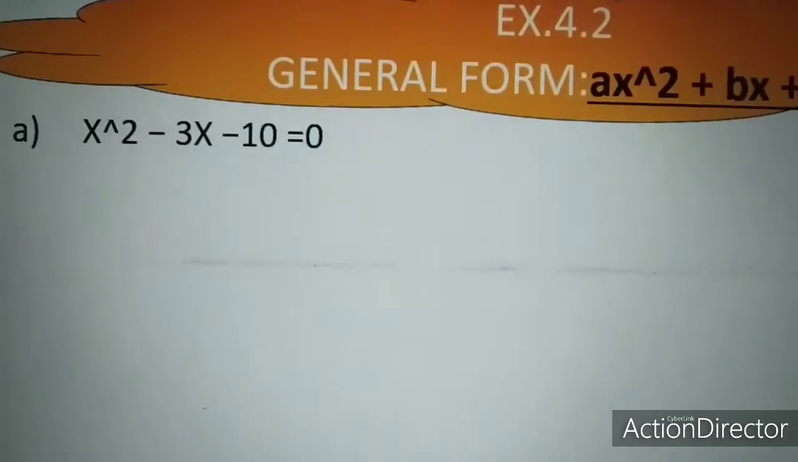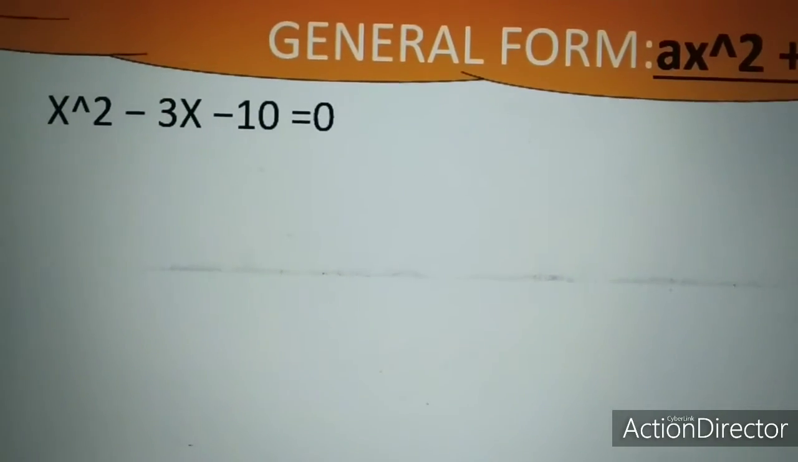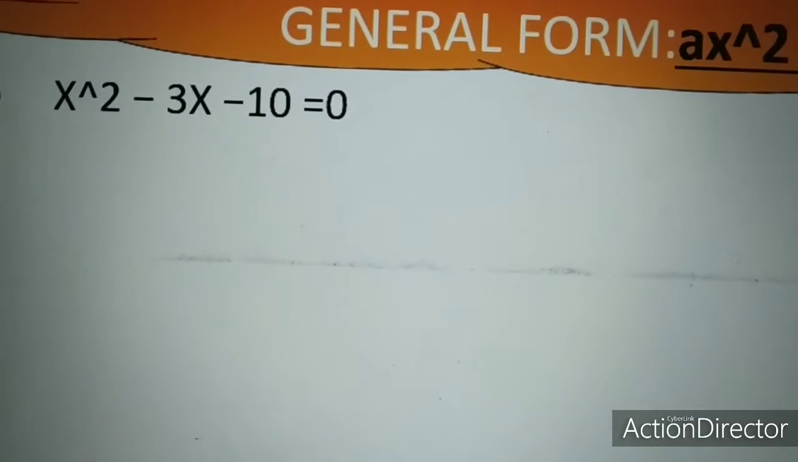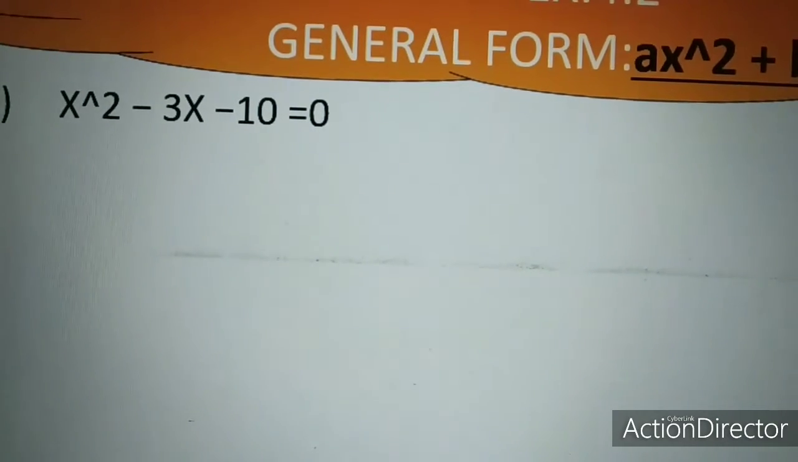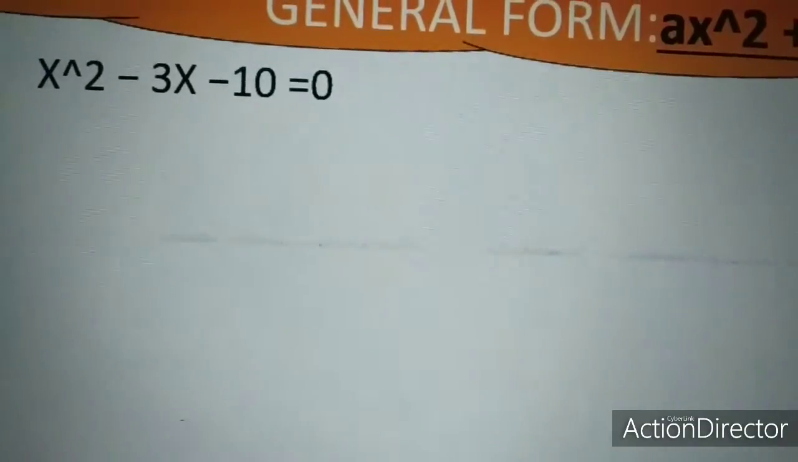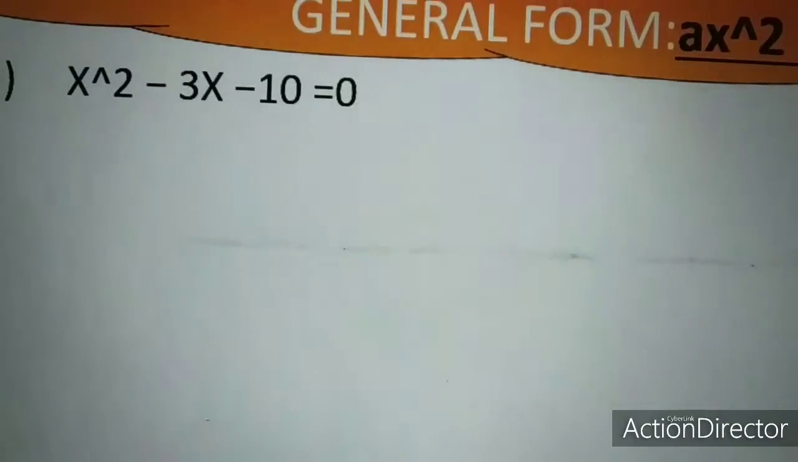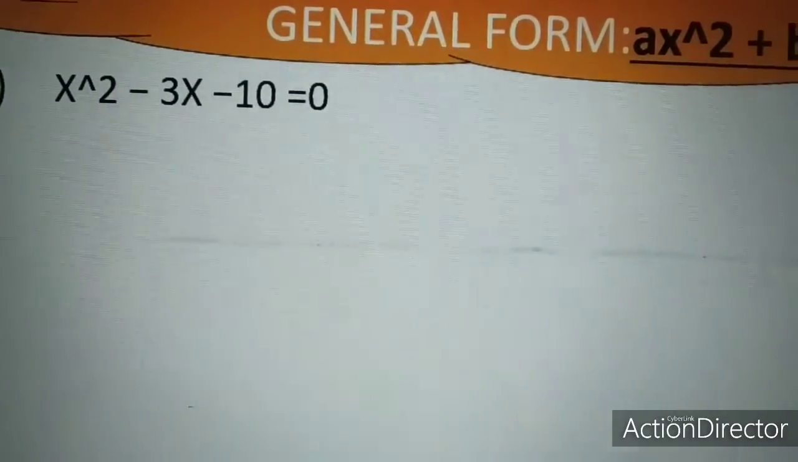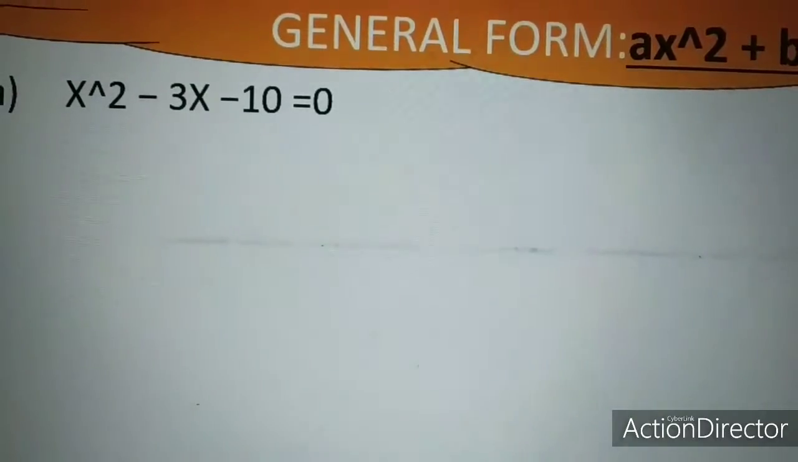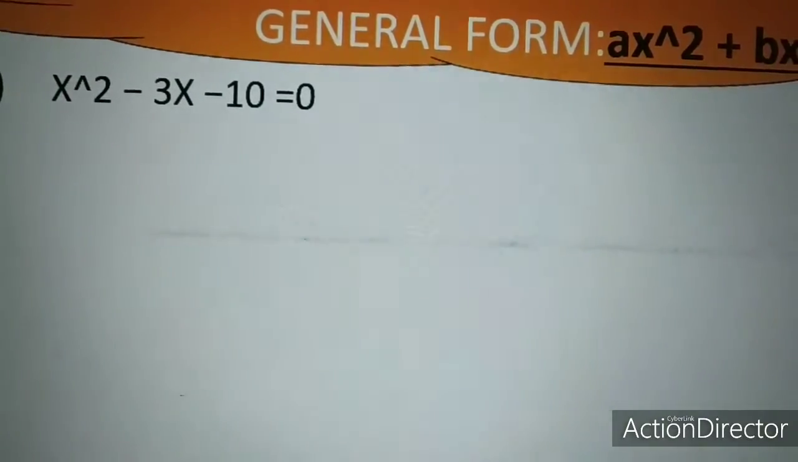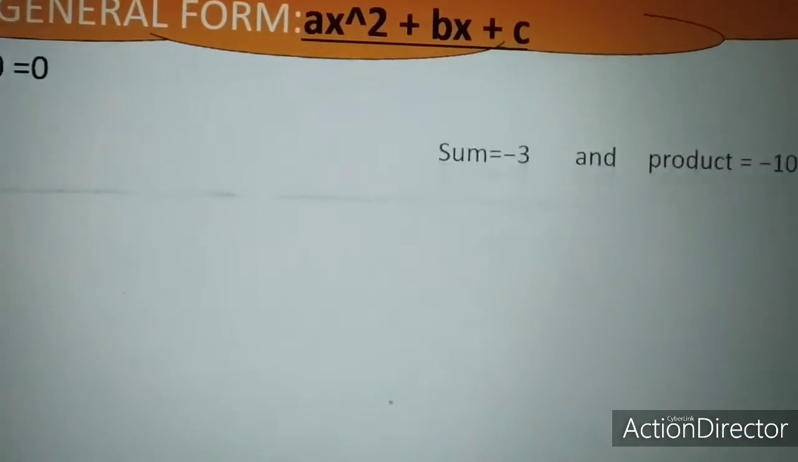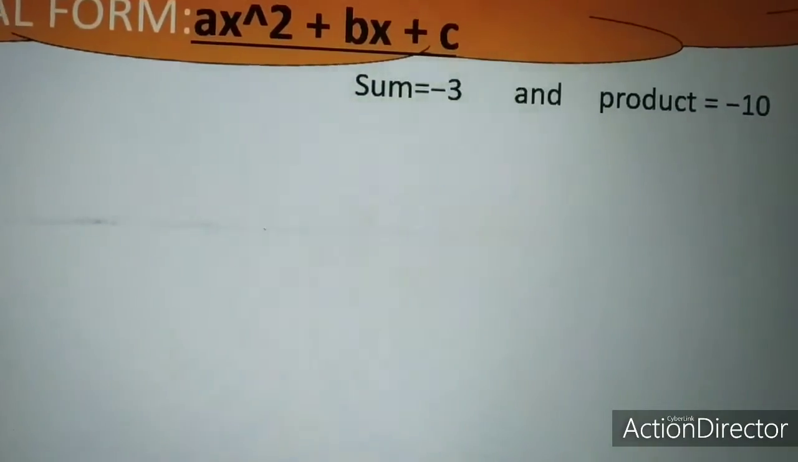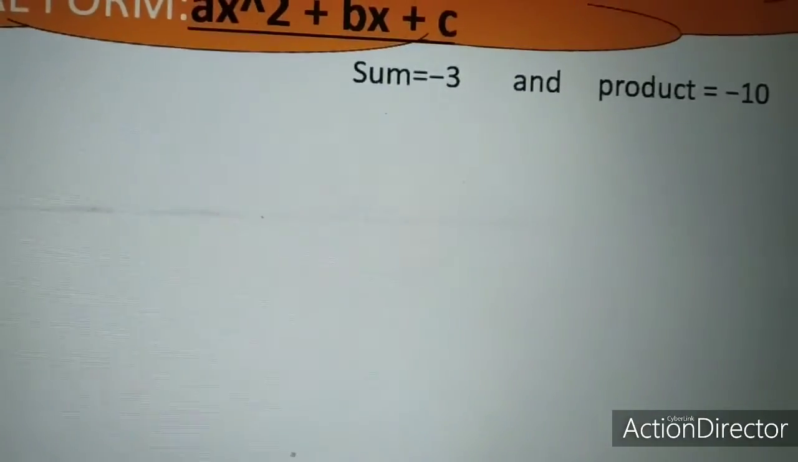First one, x square minus 3x minus 10. Here the middle term is b, that is the sum, which is equal to minus 3, and the product is a multiplied by c. Here the coefficient of x square, that is a, is equal to 1, and the constant term c is equal to minus 10. So your product will become 1 into minus 10, which is equal to minus 10. So I have written over here sum is equal to minus 3 and product is equal to minus 10.